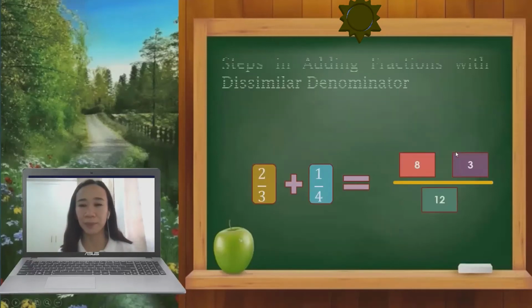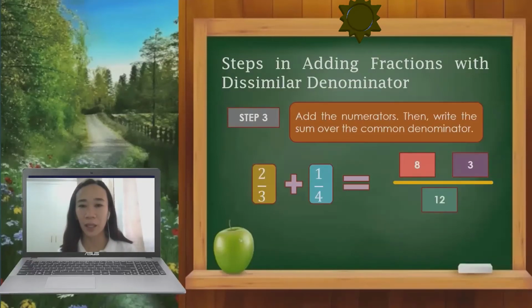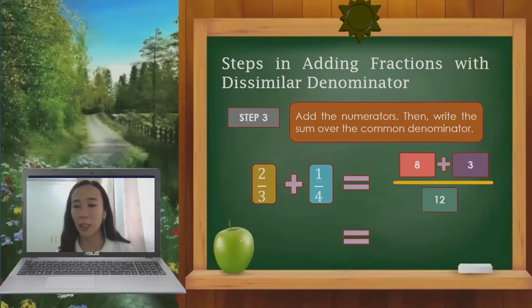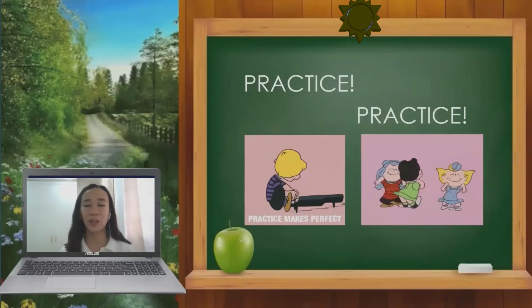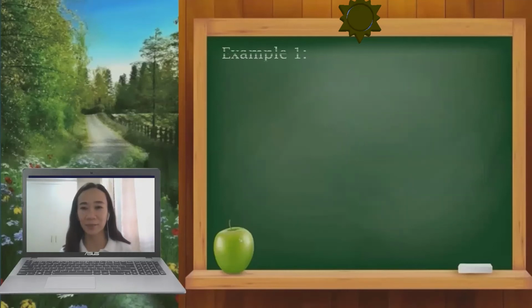Next step is we add the numerators. So we have to add it. 8 plus 3, it's 11. And then our final answer is 11 over 12. Okay, let us practice and practice.